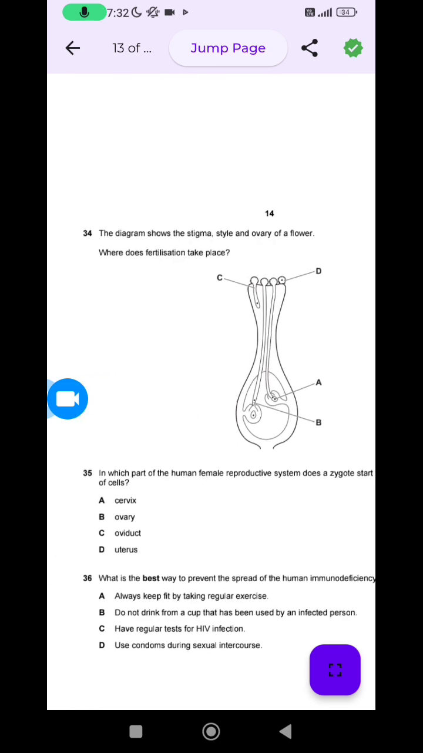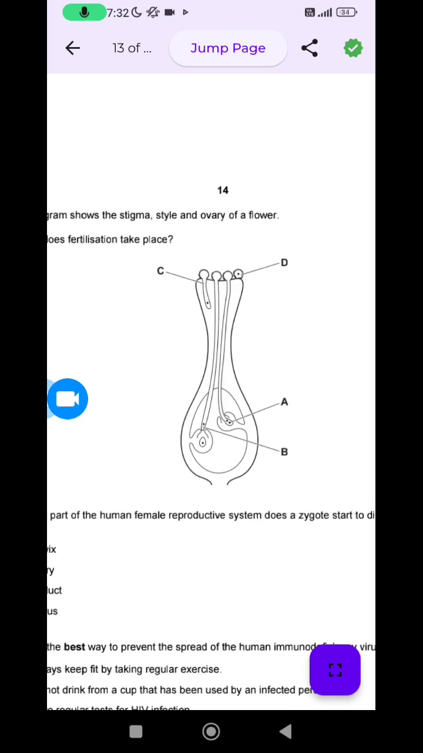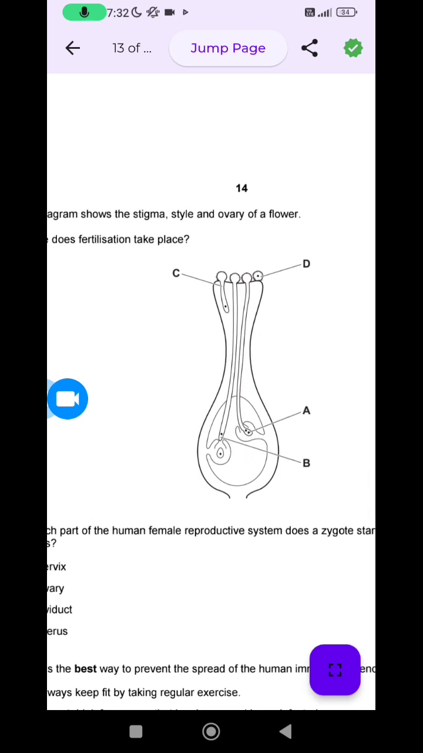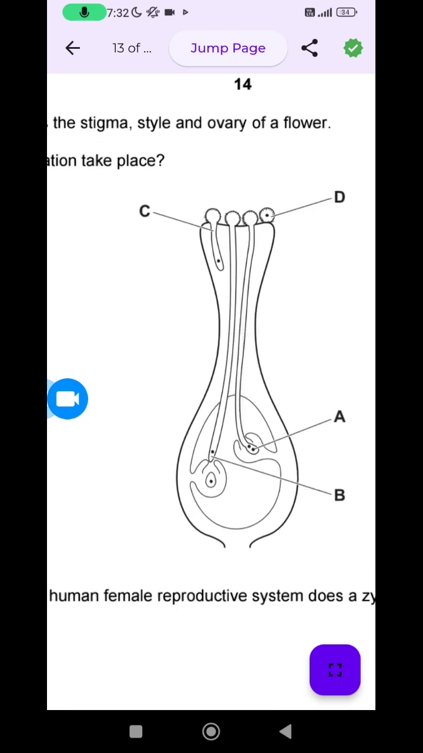The diagram shows the stigma, style and ovary of a flower. Where does fertilization take place? We know that fertilization will occur when both the gametes meet: the nucleus present inside the pollen tube, and the egg present inside the ovary. Now this is a tricky question because the pollen tube has almost reached the egg in B part, but it has not successfully met it yet.